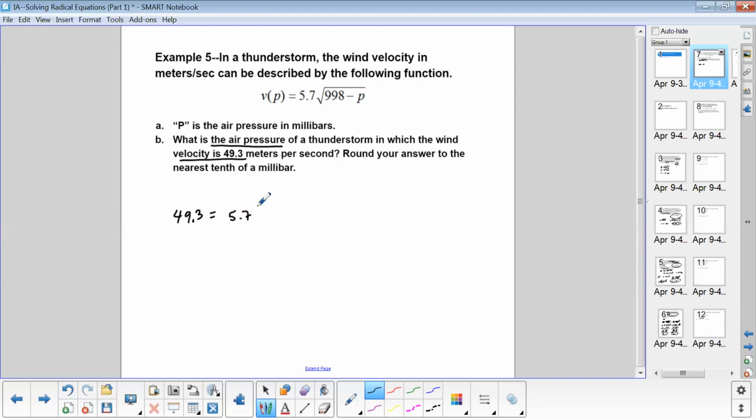And then I've got 5 7/10 times 998 minus P. So since this is understood root of 2, there is no root written there, so it's understood. So I'm just going to square both sides.